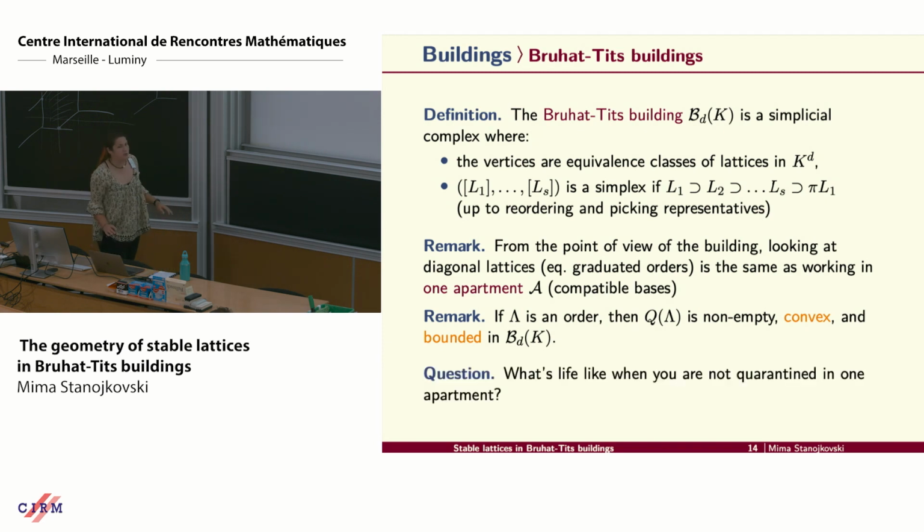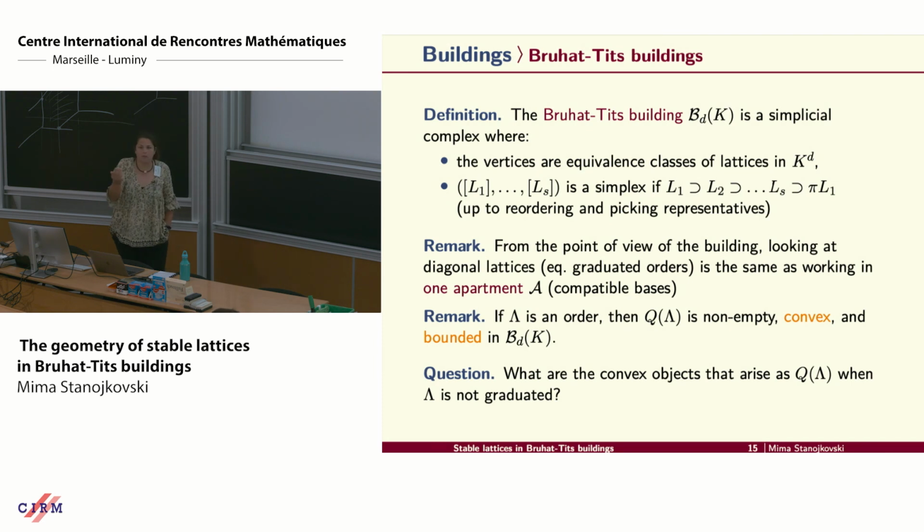So this was full pandemic times when we started working on this. So the way we were thinking of this is like, okay, if we're allowed to go out of one apartment, if we're not quarantined in it, what does life look like? And more mathematically said, what convex objects arise in the building as stable lattices of closed orders? So in the case of apartments, we know completely, these are the graduated orders, but if we move outside of the apartment, we don't know.